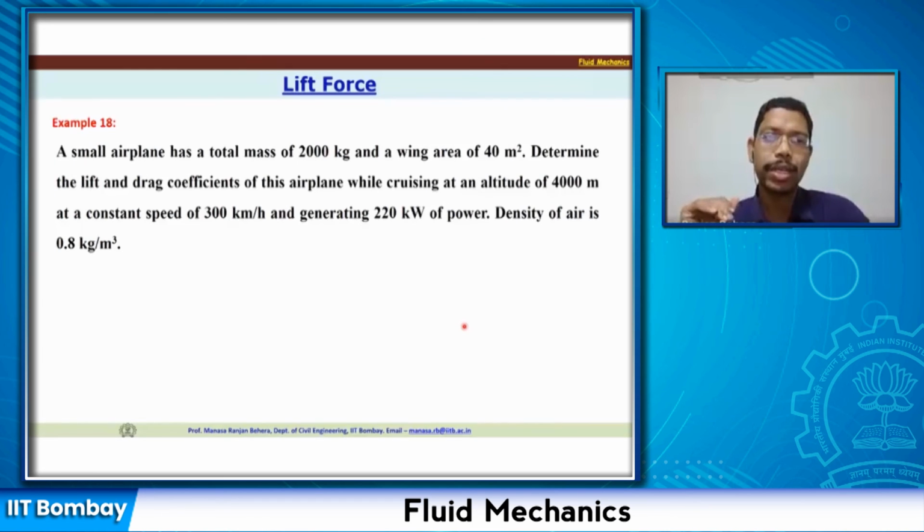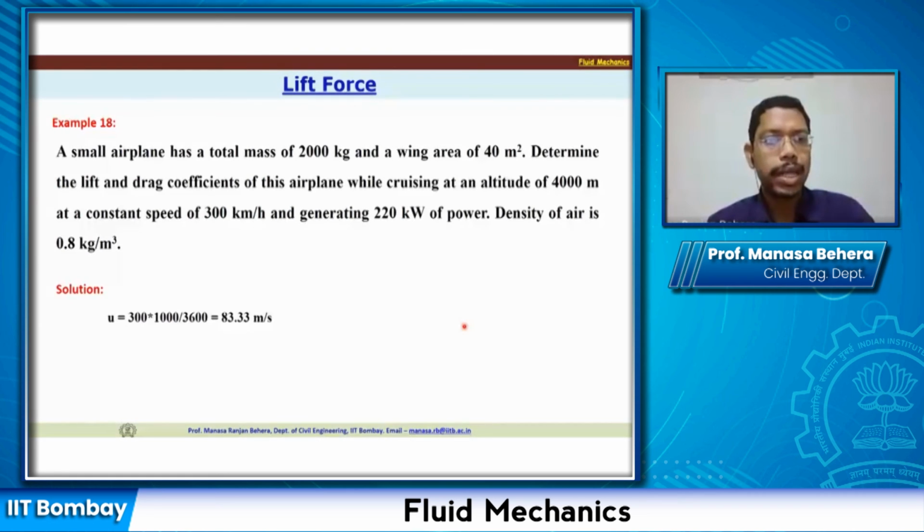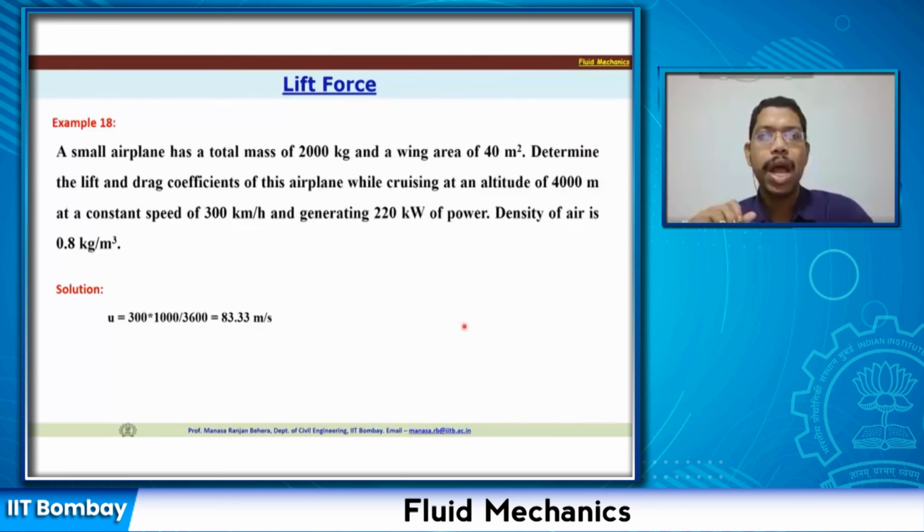Okay, now this problem we'll try to solve. As a solution, the density is given as 0.8 kg per meter cube. We already have u, the velocity with which the airplane is moving, given as 300 kilometers per hour. So 300 multiplied by 1000 gives you meters, and if you divide by 3600 gives you seconds. Finally we got the velocity as 83.33 meter per second.